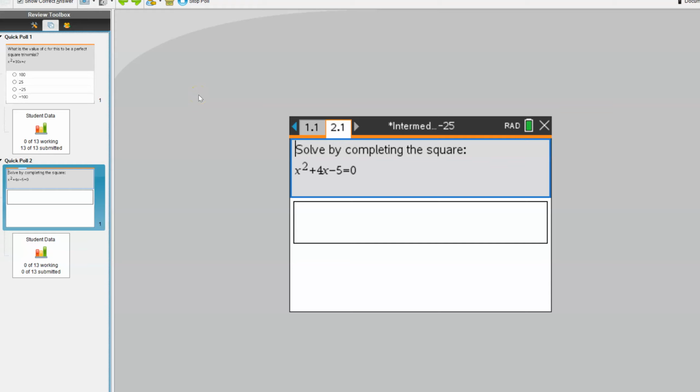Solve by completing the square. This was the crux. This was what we really wanted to get to last time. How do you complete the square?